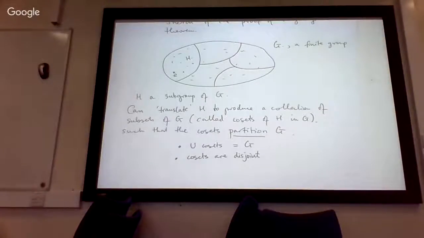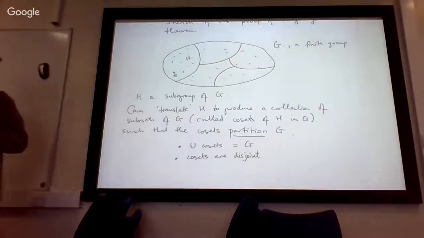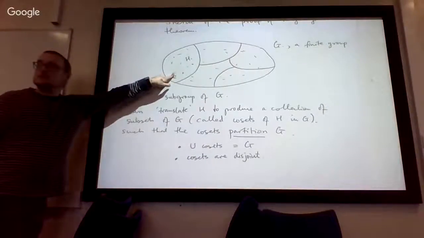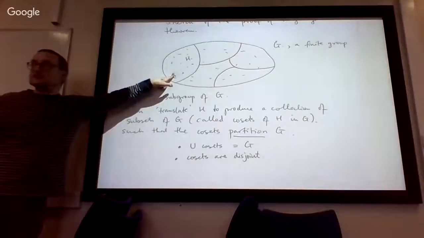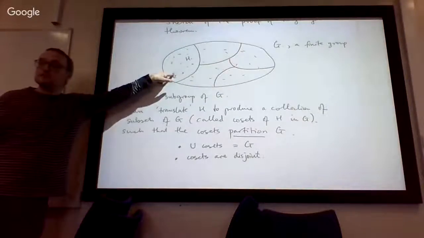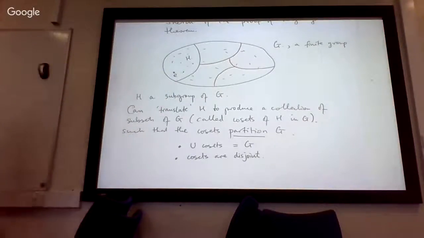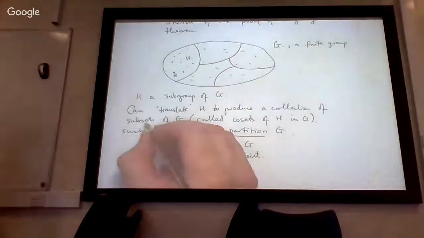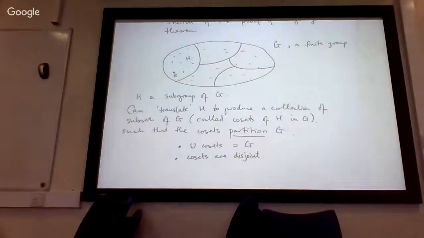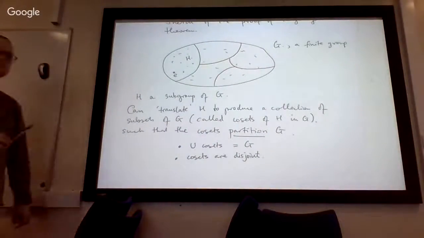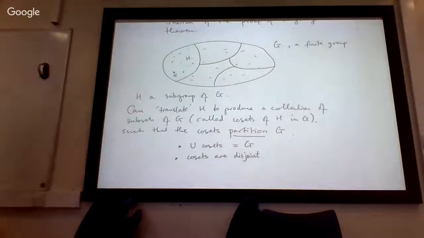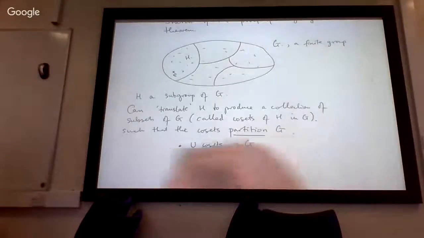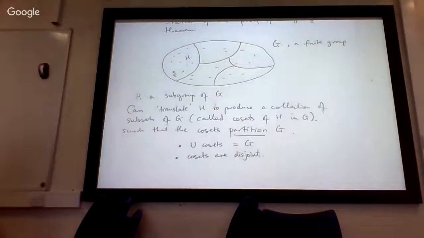Isn't the identity in every coset then? No, the identity is over here. Don't be thinking the cosets are subgroups. They're just subsets. Have I written that right? Yes, subsets, not subgroups. And the way they're produced is by sliding them around. So that's a partition of a group.